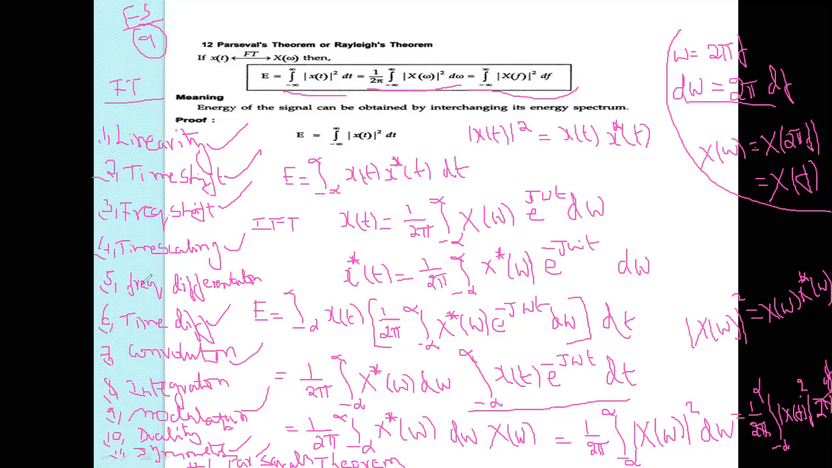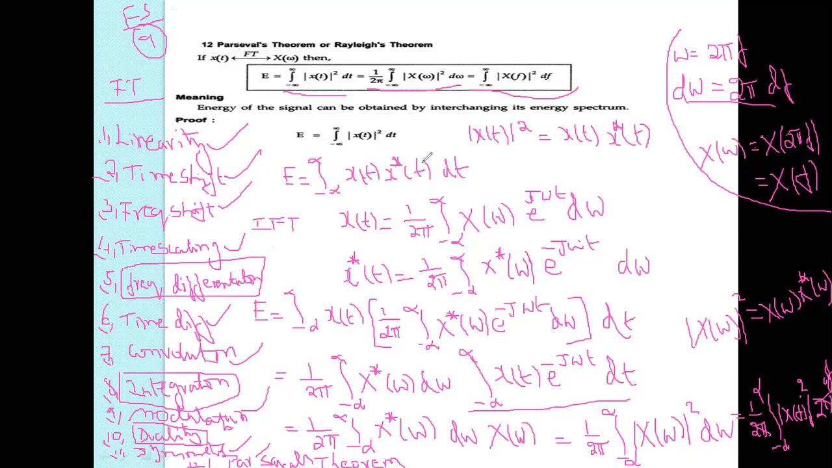What is the remaining here? The new ones are the frequency differentiation property, the integration property, and the duality property. So 10, 11, and 12: frequency differentiation, integration, and duality property.